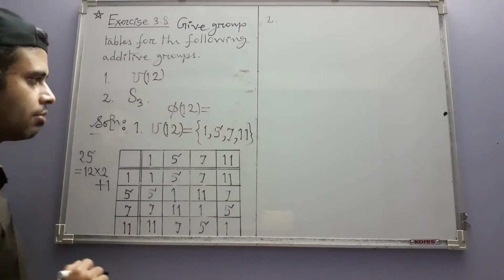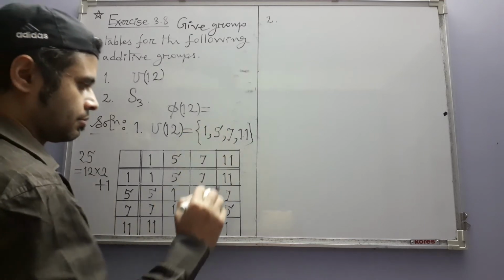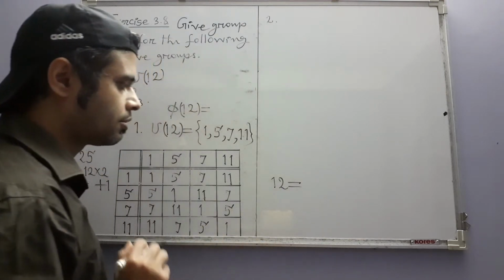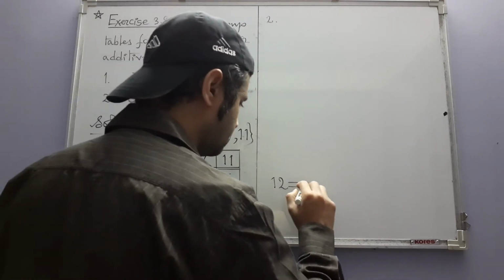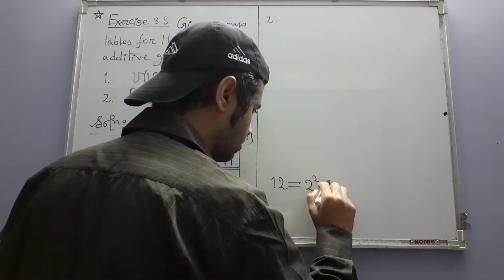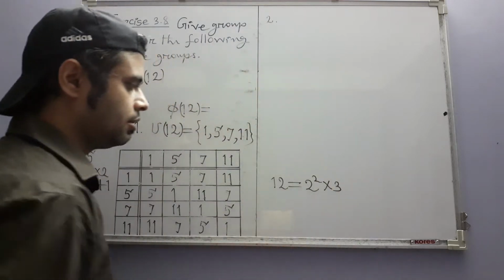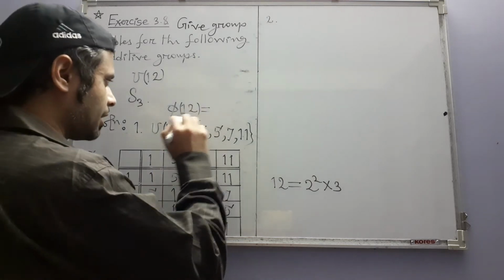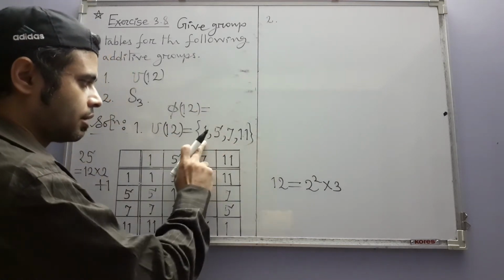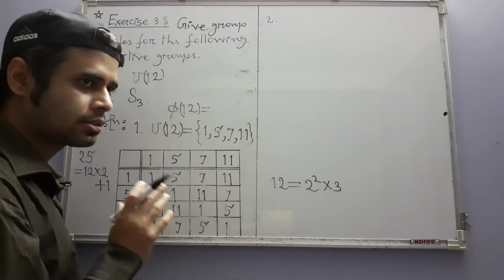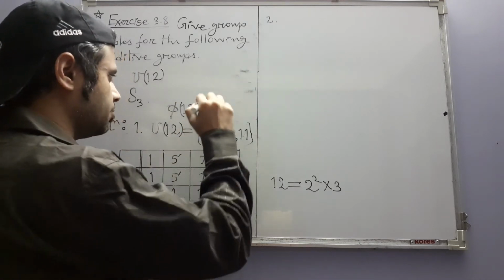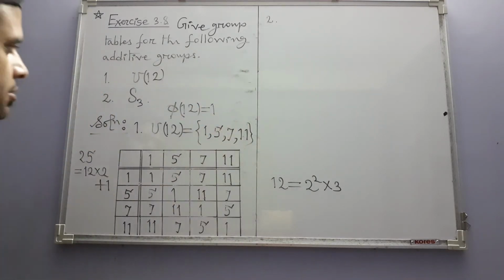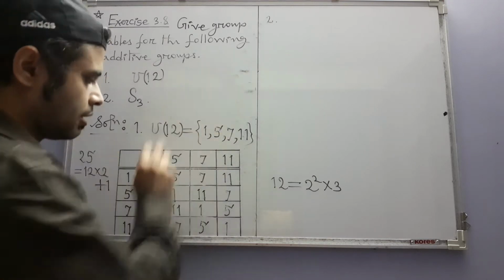How this formula works is this. If you know the prime factorization of the given integer, for this one say we know 2 and 3 are the distinct prime factors of 12. So phi of 12 will calculate the number of positive integers less than 12 and relatively prime to 12. I won't have space for this, let me show it there itself.